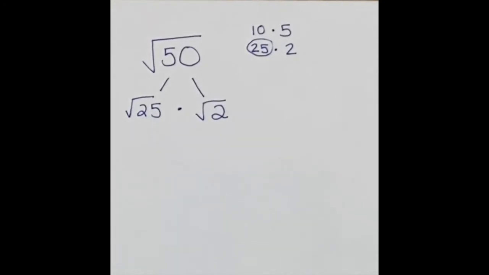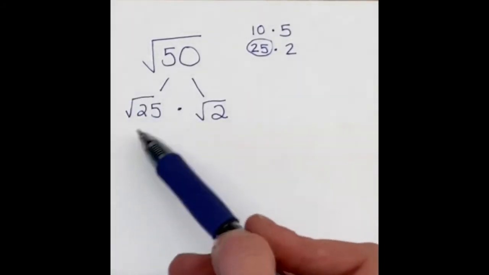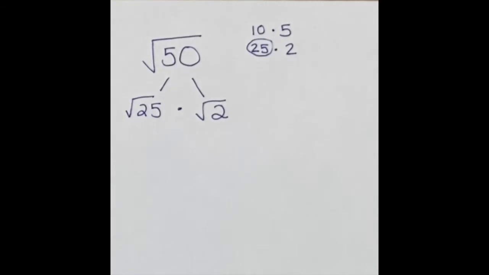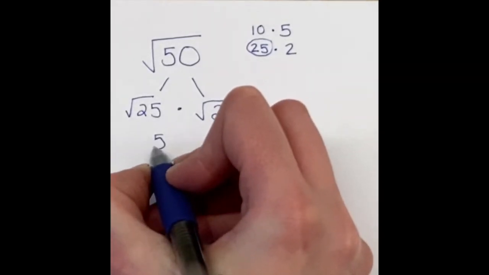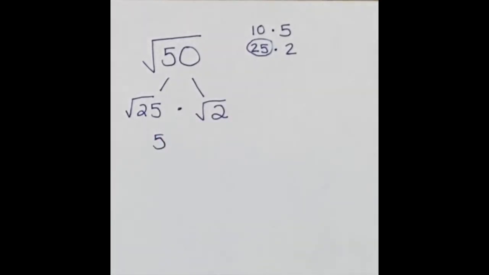So when I look at this line, I'm going to ask myself, is there anything I can simplify? And if I did it correctly, then the piece that's on the left should simplify to be a whole number. What is the square root of 25? Well, we know the square root of 25 is 5. So that part is taken care of.